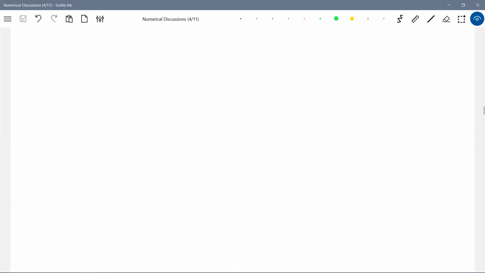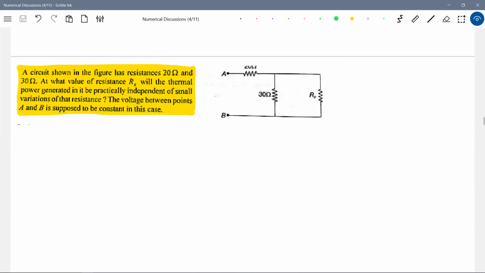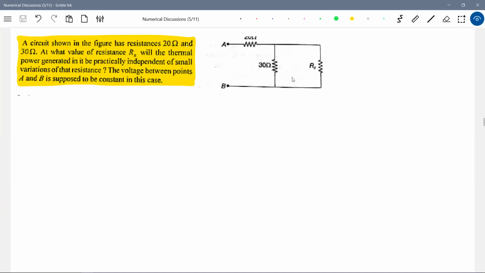We'll take the next one. This is some math-based problem; I'm testing your math. The voltage between points A and B is supposed to be constant in this case. At what value of resistance X will the thermal power generated in it be practically independent of small variation of that resistance? There's a 20 ohm resistor missing.